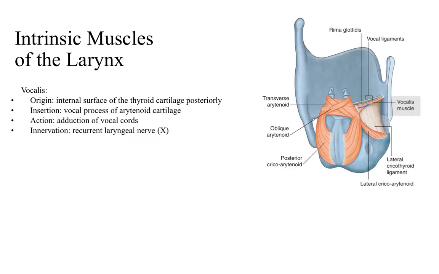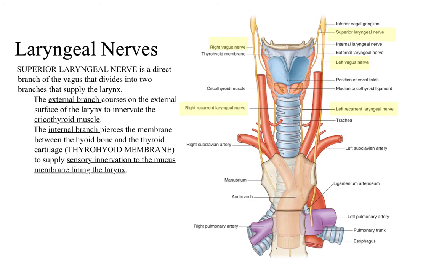The vocalis muscle is directly underneath the vocal ligaments, and its responsibility is to adduct the vocal cords, again supplied by the recurrent laryngeal nerve. So you notice the theme here: the recurrent laryngeal nerve is responsible for many of the intrinsic muscles of the larynx. All right, so to break down the laryngeal nerves, here we have the vagus nerve coming here, and all the laryngeal nerves are going to be associated with the vagus nerve, left and right. So at the very top, branching off above the hyoid bone, we see the superior laryngeal nerve.